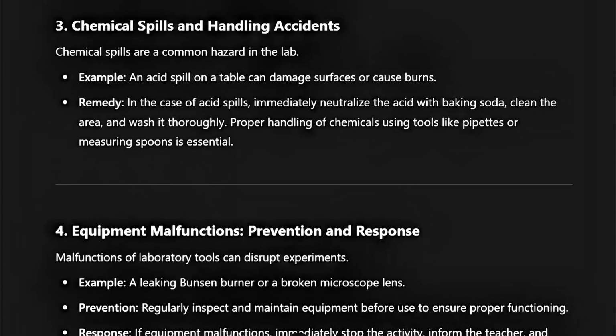3. Chemical spills and handling accidents. Chemical spills are a common hazard in the lab. Example: an acid spill on a table can damage surfaces or cause burns. Remedy: in the case of acid spills, immediately neutralize the acid with baking soda, clean the area, and wash it thoroughly. Proper handling of chemicals using tools like pipettes or measuring spoons is essential.